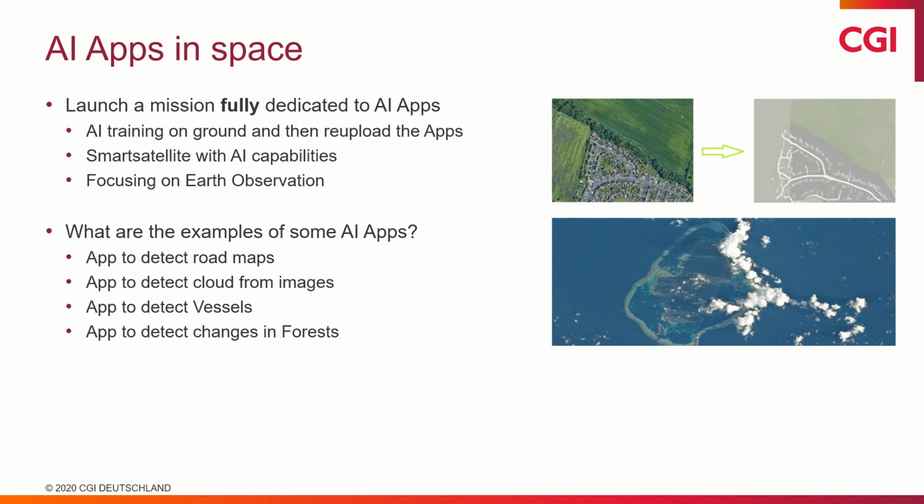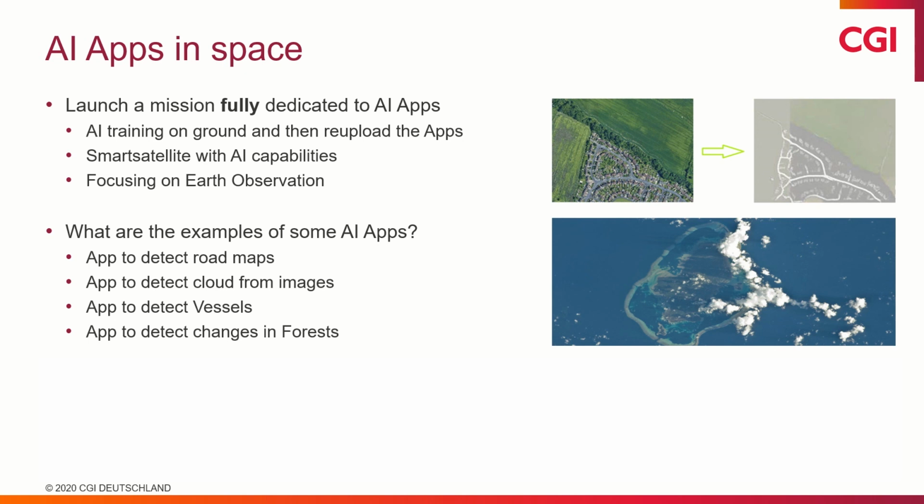So how can this concept be applied to artificial intelligence? Well, we can create these AI apps which are based on the NanoSat MO Framework and launch them to space. The AI training usually is very computationally heavy and should be done on ground, not on the spacecraft. Once we do this training on ground, we can then upload the apps or re-upload the apps to space and simply start them. So it becomes a smart satellite with AI capabilities, which can be focused on Earth observation.